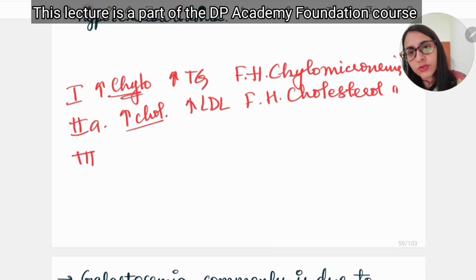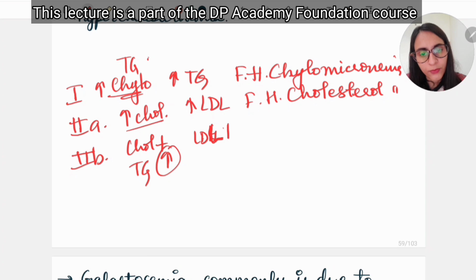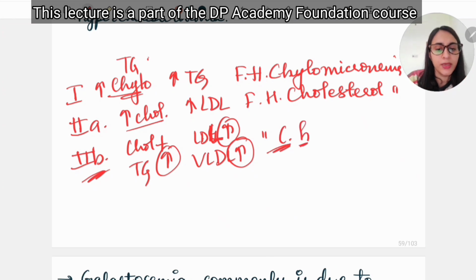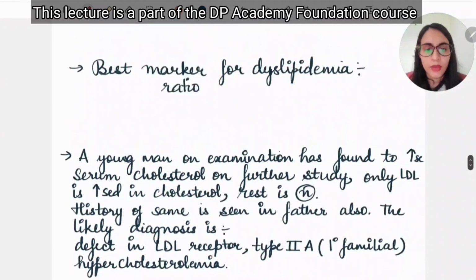Then type 2B. Type 2B is cholesterol plus triglyceride. Here triglyceride is increased, and LDL is increased. Apart from that, VLDL is also increased in case of type 2B. So it is familial combined hyperlipoproteinemia. And type 3 is very easy. It is remnant, so dys-beta lipoproteinemia.